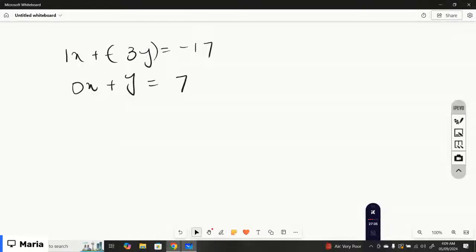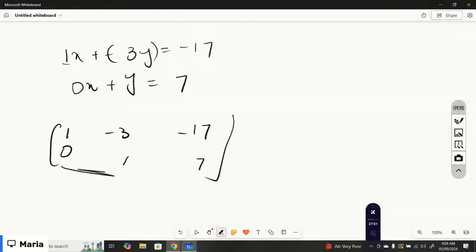Now the first step is you have to write down the augmented matrix, right? So the coefficient of x is 1, the coefficient of y is -3, and you have -17. Then here you have the coefficient of x is 0, coefficient of y is 1, here you have 7. So this row already has 0 and 1, right? Here you already have 1. This one you just need to make 0.